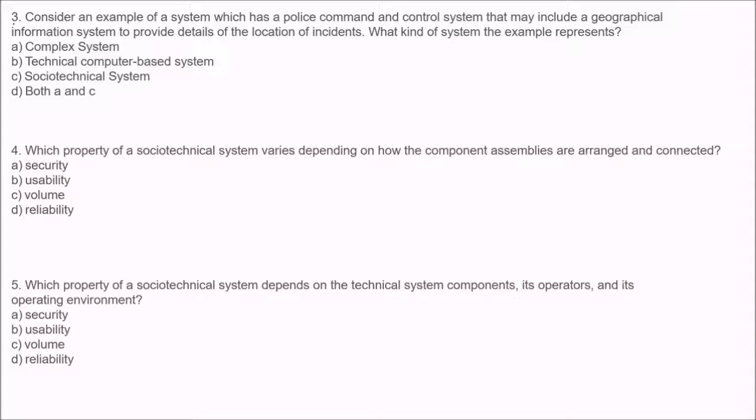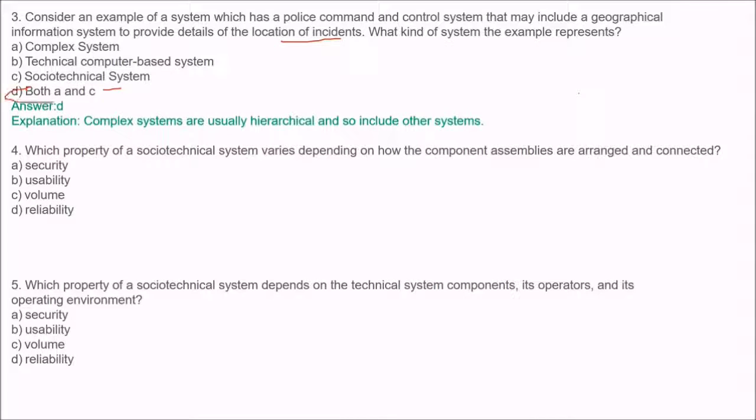Now, we come to question 3. Consider an example of a system which has a police command and control system that may include a geographical information system, or GIS, to provide details of the location of the incidents. What kind of system does the example present? Complex system, computer-based system, socio-technical system, both A and C? The answer is D, both A and C.